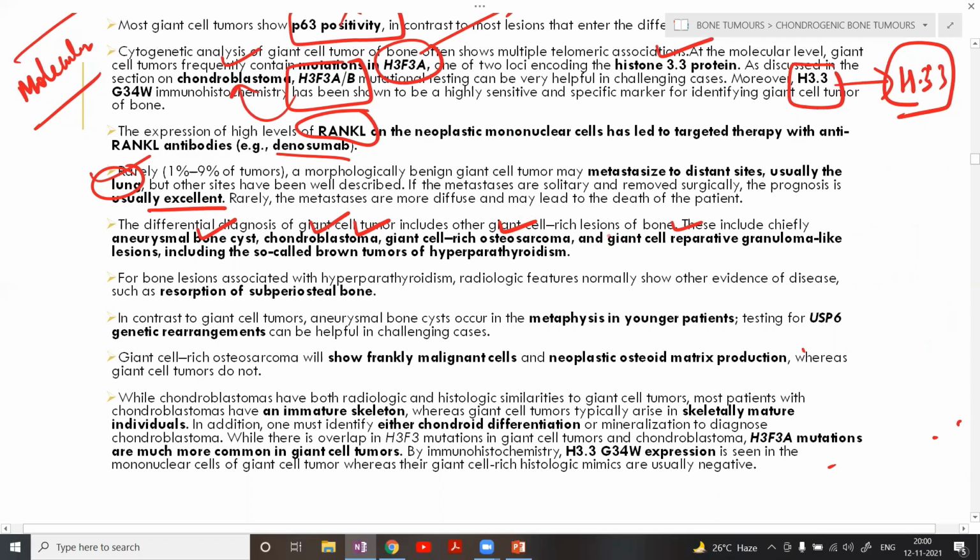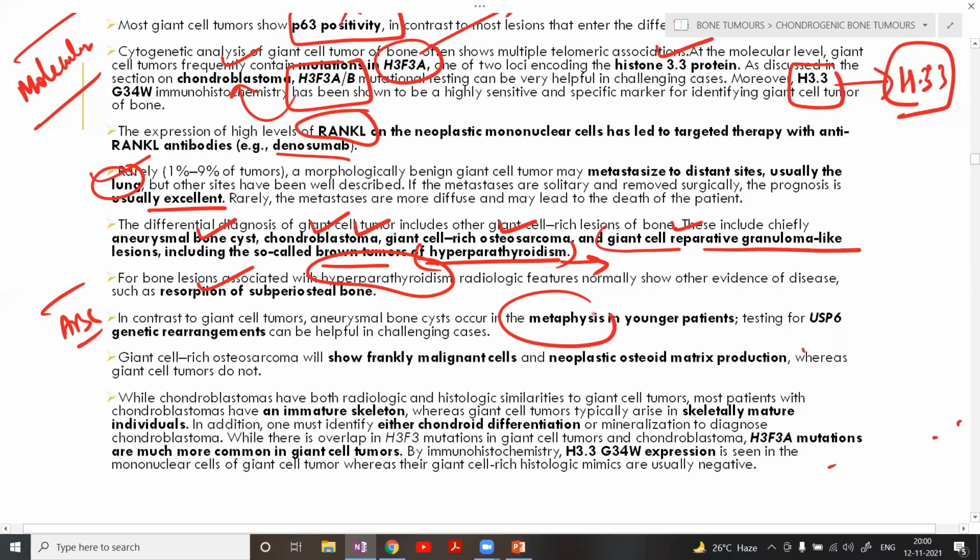Then we have a reactive lesion like giant cell reparative granuloma, and the so-called brown tumors of hyperparathyroidism. Over here, as I discussed, they will show subperiosteal resorption of bones. I will show you those diagrams. As I told you, in hyperparathyroidism you will have subperiosteal resorption of the bone, which is not seen in GCT. In ABC, as I told you, the location is in the metaphysis, not the epiphysis, and they contain USP6 genetic rearrangement. And again, the histology is different from GCT.